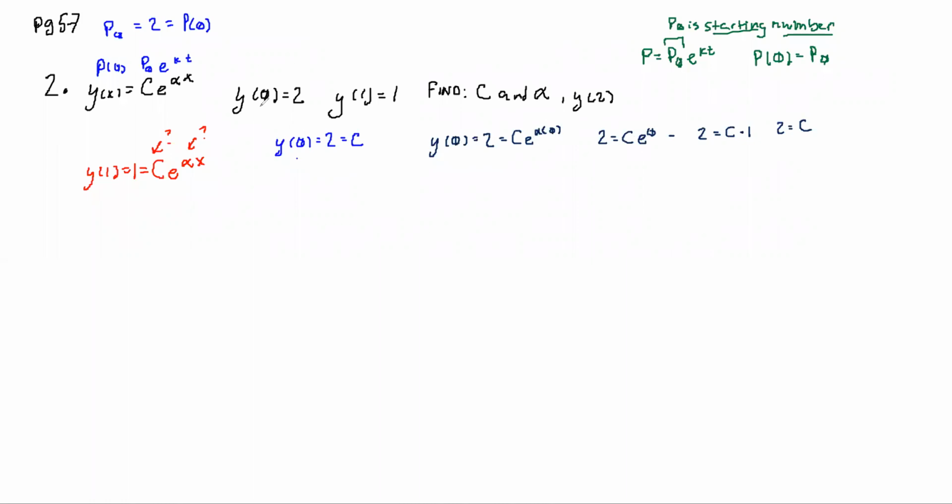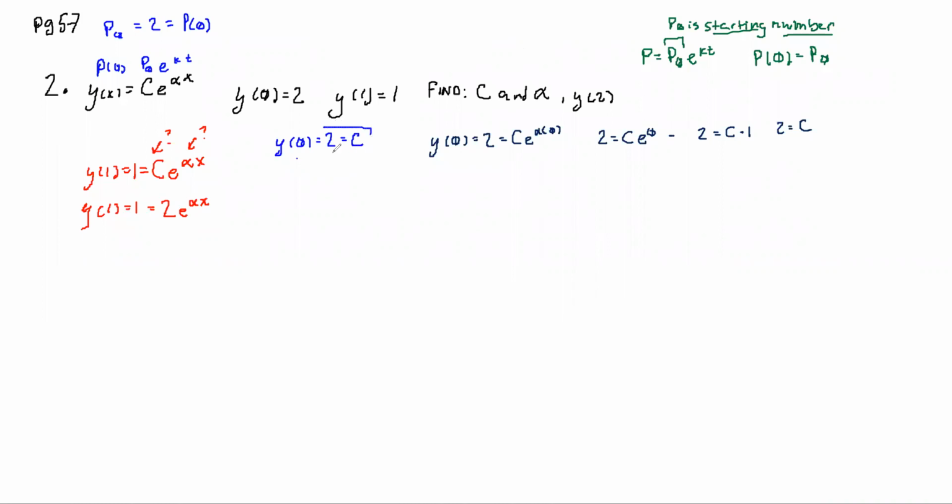So we either start by substituting in t is 0, or we can just say I know that y of 0 is equal to 2. That's my initial value. That's my starting number. That's my p naught. In the lingo that we're using, it's going to be c. Okay, so now that we've gotten that out of the way, we can rewrite this. y of 1 is equal to 1, which is equal to, I have c now, so I can say this is 2, because c isn't going to change, e to the alpha x. And now I only have one variable.